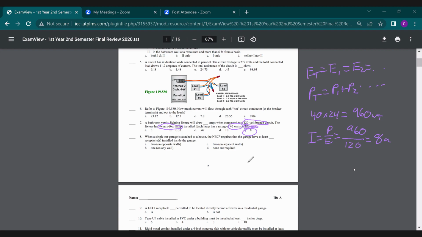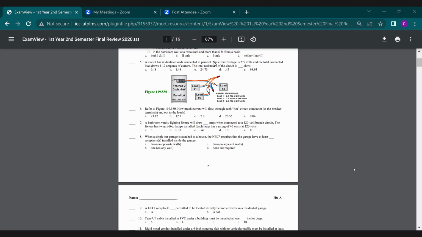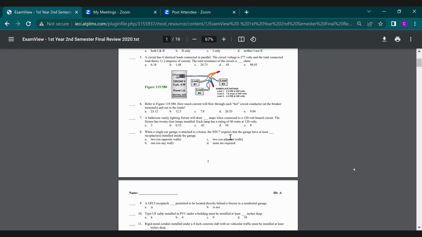All right, number 8 here. When a single car garage is attached to the house, the NEC requires the garage have at least blank receptacles installed inside of the garage. All right, let's take a look at this question. First off, we're looking at a single car garage in a house. Next, we're looking for receptacles inside of the garage. This is the number of receptacles, not the protection of them, but how many receptacles there actually are.